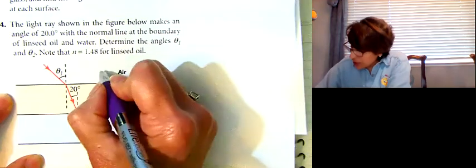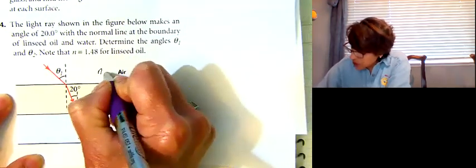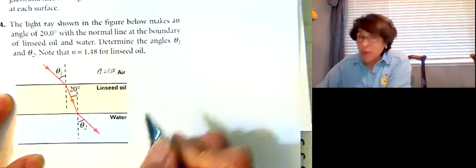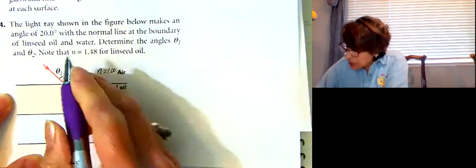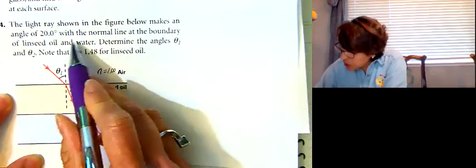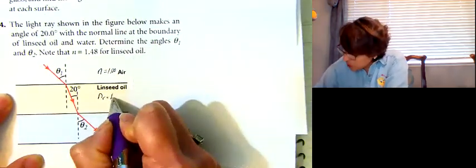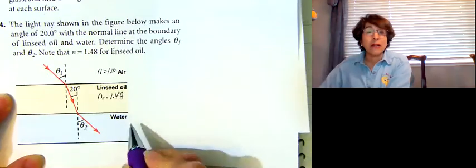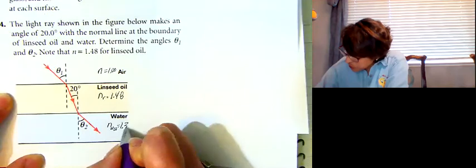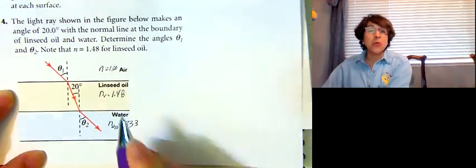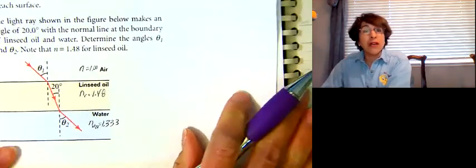All right, this guy here: the index of refraction here is 1.00. This one here, I'm going to call the first one refraction. It tells you here, 1.48 for oil. And here, the index of refraction for water is 1.333. So we have enough information to figure out what this angle is here. All right, see if we can squish this on this paper here.